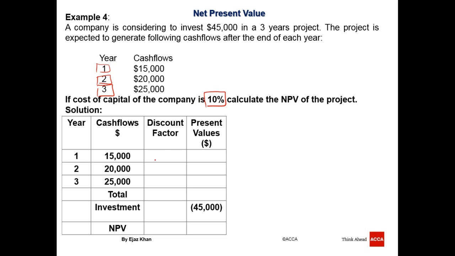So what discount factor should I write for year one? 0.909, right? 0.826 and 0.751. So these values will just be copied from the discount factor table, and we just need to multiply these two values to get the present value.